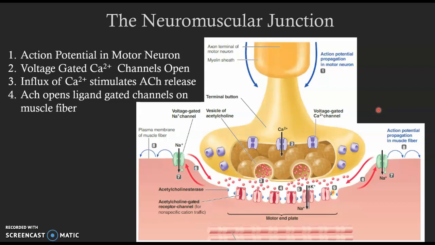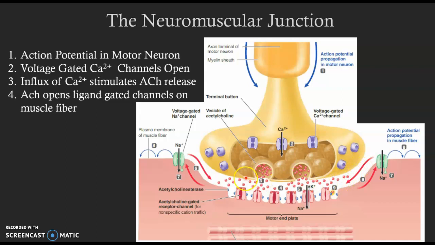And this influx of calcium is going to stimulate vesicles that are carrying the acetylcholine, which is that neurotransmitter I mentioned on the last slide. Those vesicles are going to move and merge with the membrane, and exocytosis will occur, pushing that acetylcholine, all these red little dots, out of the axon terminal and into the synapse.